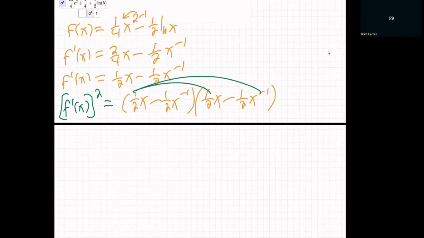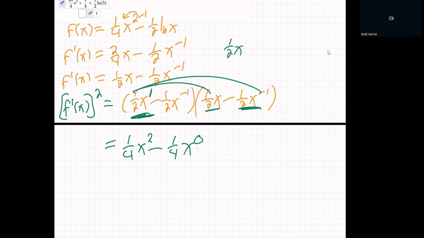So boom, boom. What do we get? There's a half x times a half x. That's a fourth x squared. A half x times, it's going to be negative. So half times half is a fourth. Now this is x to the 1, invisible 1 power, times x to the minus 1. Those powers are going to add to be x to the 0. Did you track with that right there?